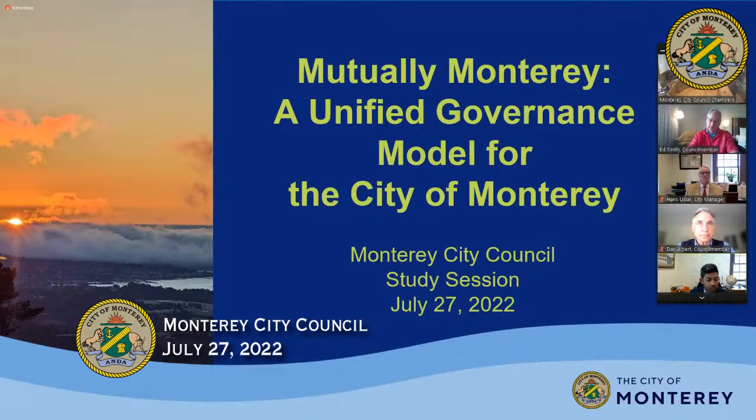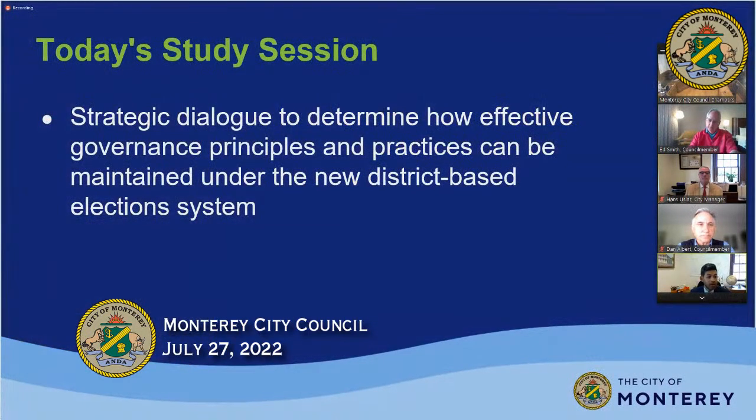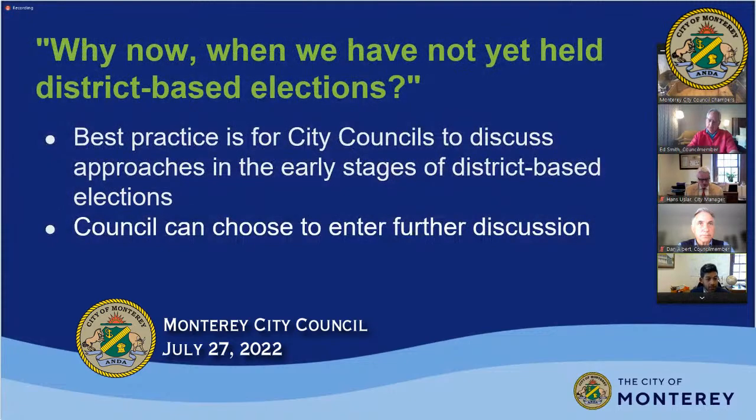And we'll first kick it off by talking about the purpose of today's study session, which is to have a dialogue to determine how effective governance principles and practices can be maintained under this new district-based election system that we'll be transitioning to starting this November.